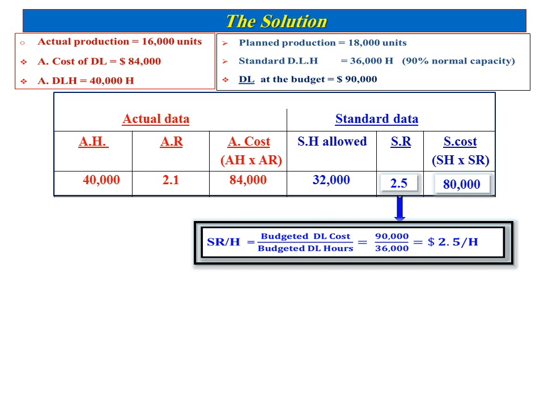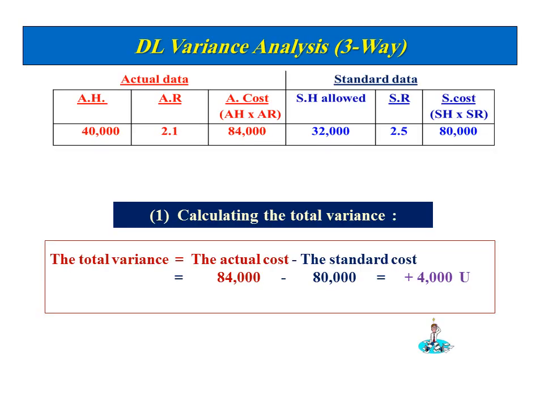If I have this information, I am ready now to prepare the performance report, if my requirement is to prepare a performance report or equations. According to my requirement for direct labor, I need to analyze my variance using three-way. This is my table after calculating.